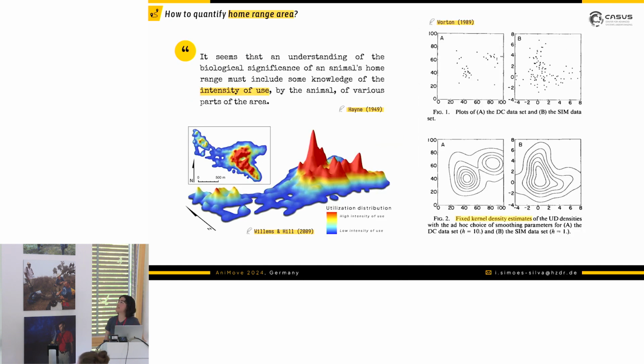But very quickly, they realized that to actually get an understanding of the biological significance of an animal's home range, you must include some knowledge of the intensity of use, right? It's not just about getting the general extent of where the animal is. We want an idea of high intensity use versus low intensity use. And the first time this idea of intensity of use was introduced in movement ecology was with the kernel density estimator by Worton in 1989, which was the year I was born, so just for perspective on when that showed up.